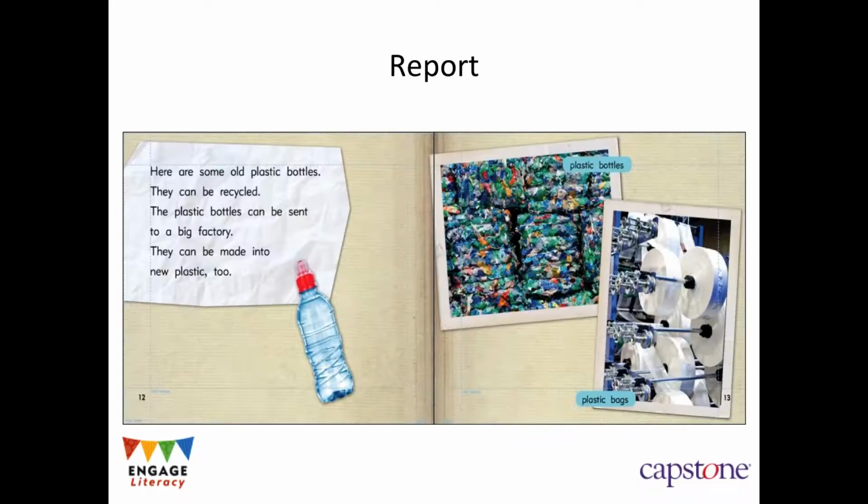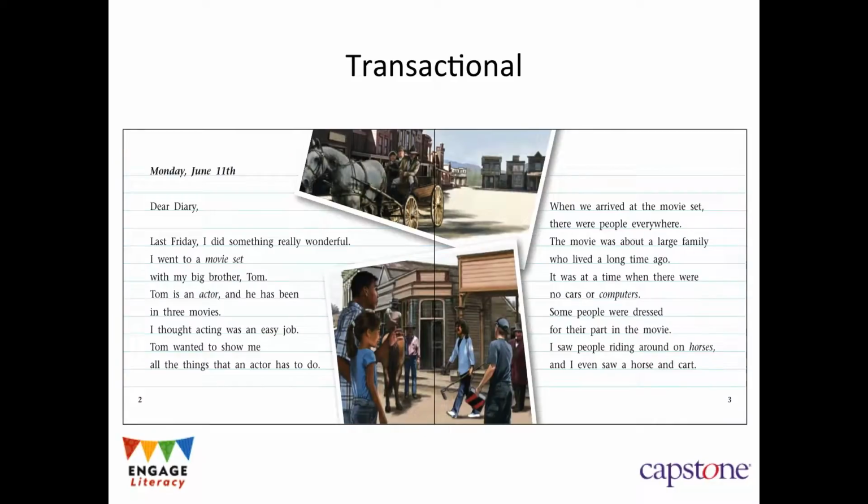A report provides information about a particular topic. An example of this text type is a newspaper article. Reports can be descriptive, investigative, scientific, or technical. Non-fiction texts can also be transactional. Transactional texts enable the writer to communicate with the reader.